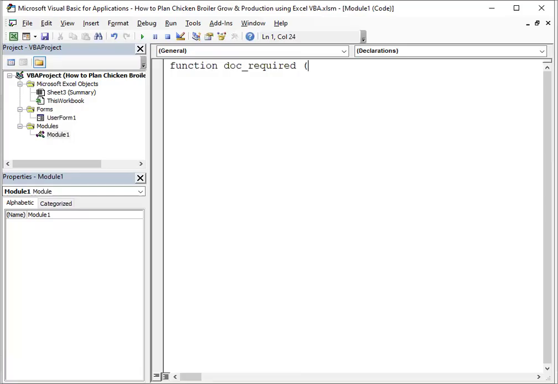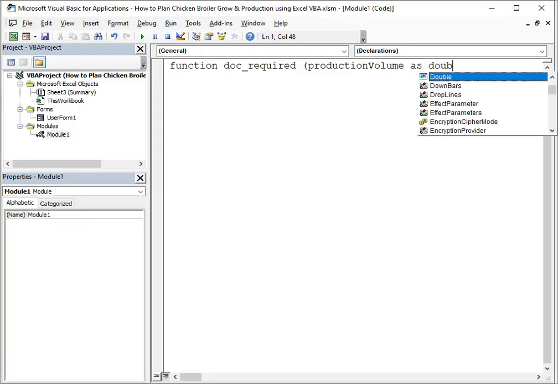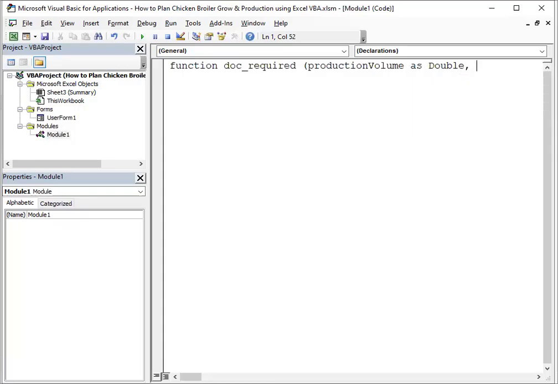Okay, production volume. By the way, a function is a calculation that is performed that returns a value. So what we're going to have is equations here in order for us to return a value of the thing that we want to calculate, or the requirement, like the DOC requirement. So it's going to be production volume as double. Double is like a number with decimal places, and then the next one is mortality rate, as double.